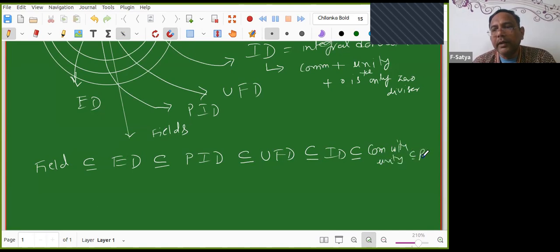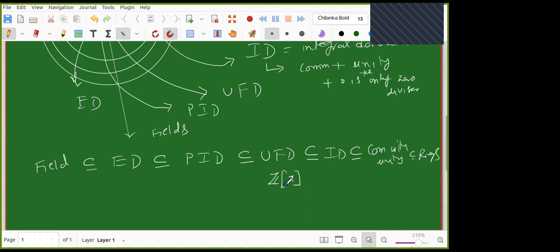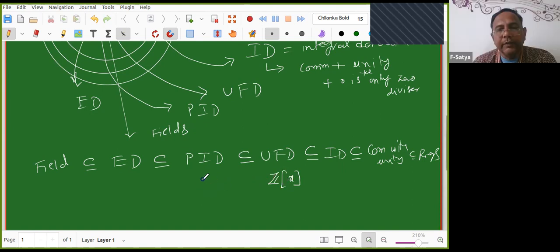Okay, and contained in rings. I'm not writing commutative rings now. So you know that Z[x] is a UFD but not a PID. So this is an example here.